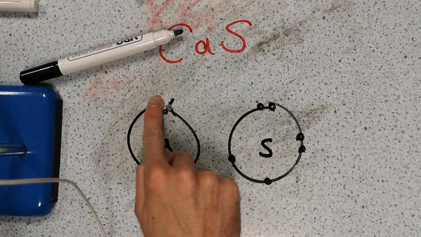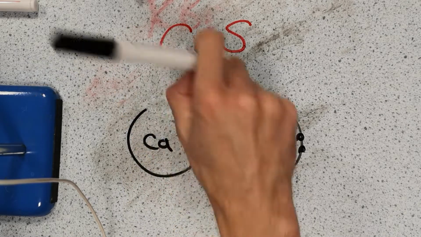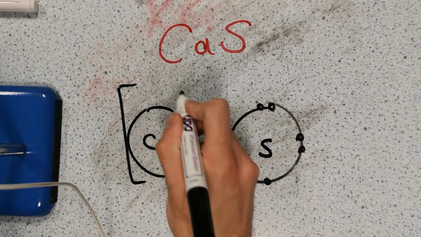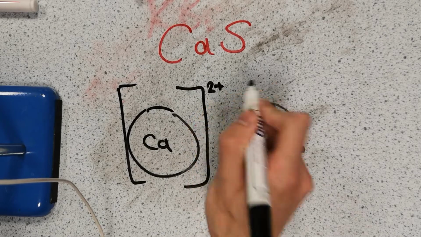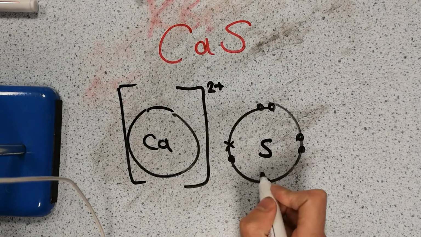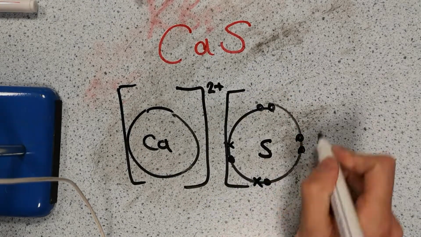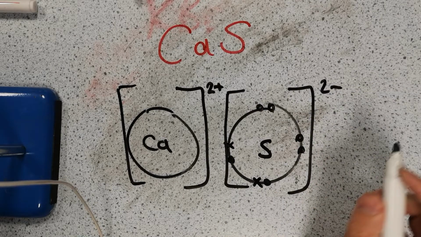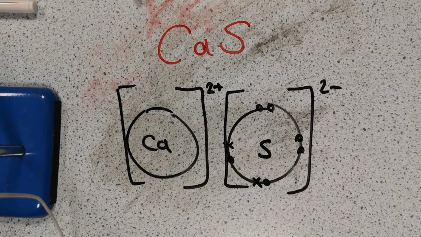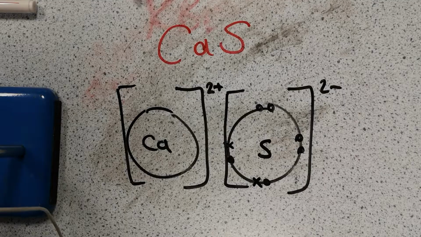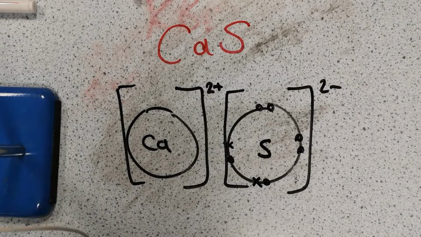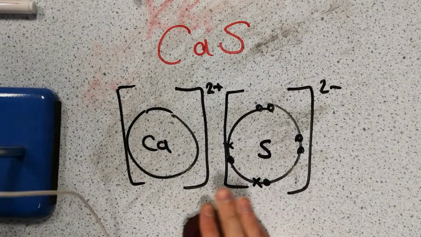Calcium is going to lose its 2 electrons to form a 2 plus. Those 2 electrons are going to go to the sulfur to form a 2 minus. And that is then your calcium sulfide, CaS, 2 plus, 2 minus.